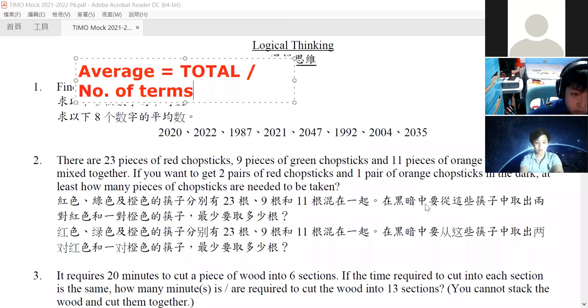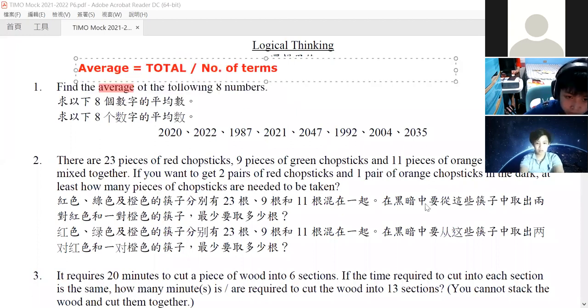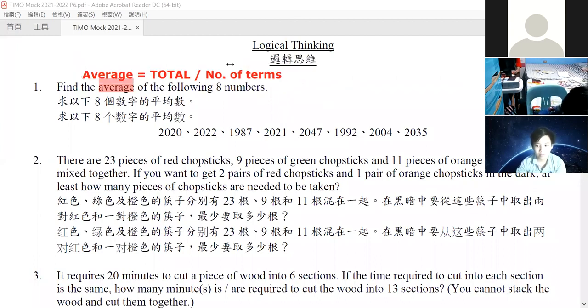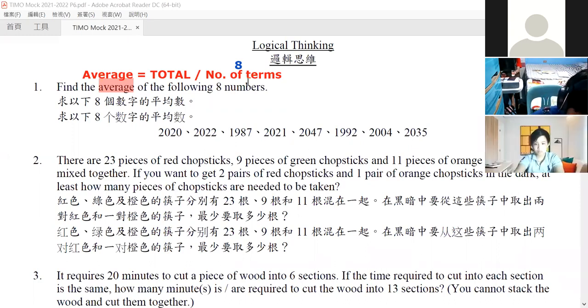So all we need to do is find out the total, because in this case there are 8 numbers, so we already know that the number of terms is 8. So all we need to do is just sum them all. Now, you can try to sum it directly, but it is not advisable because these numbers are big. Instead, you should try to think of all these numbers as 2000 plus or minus some number.